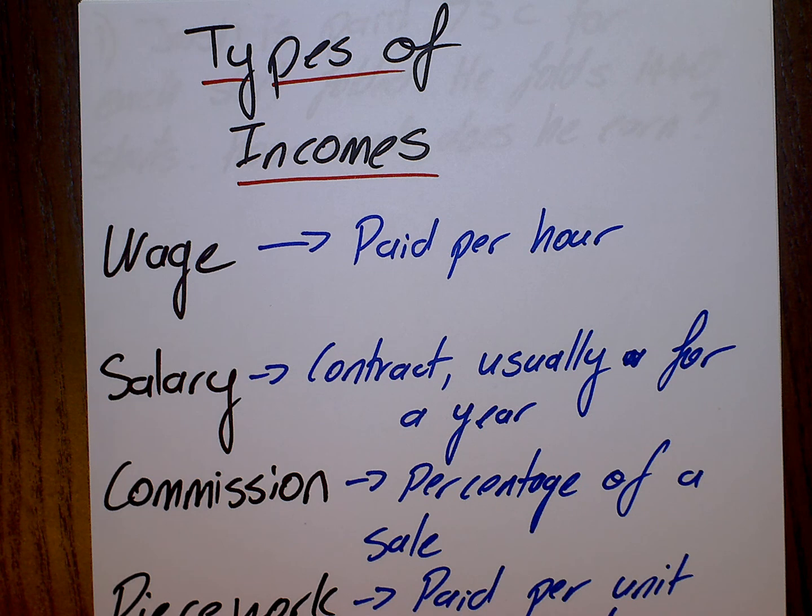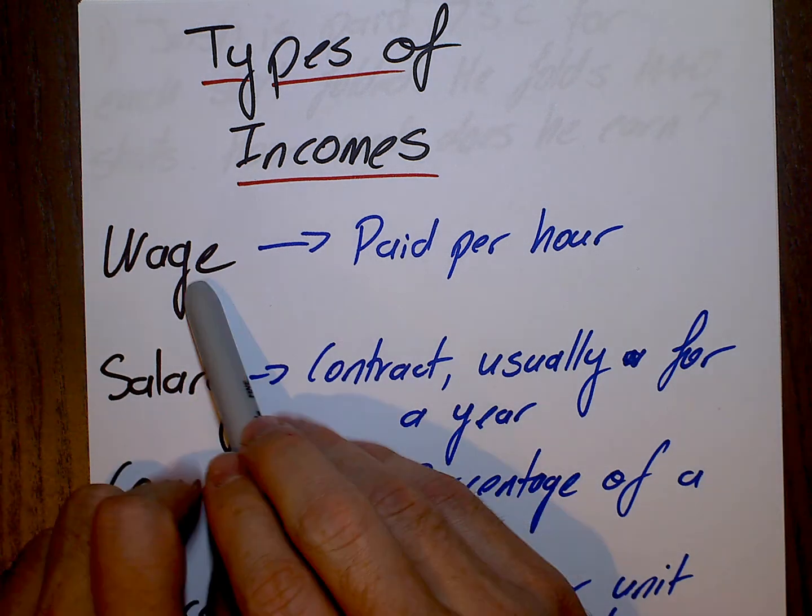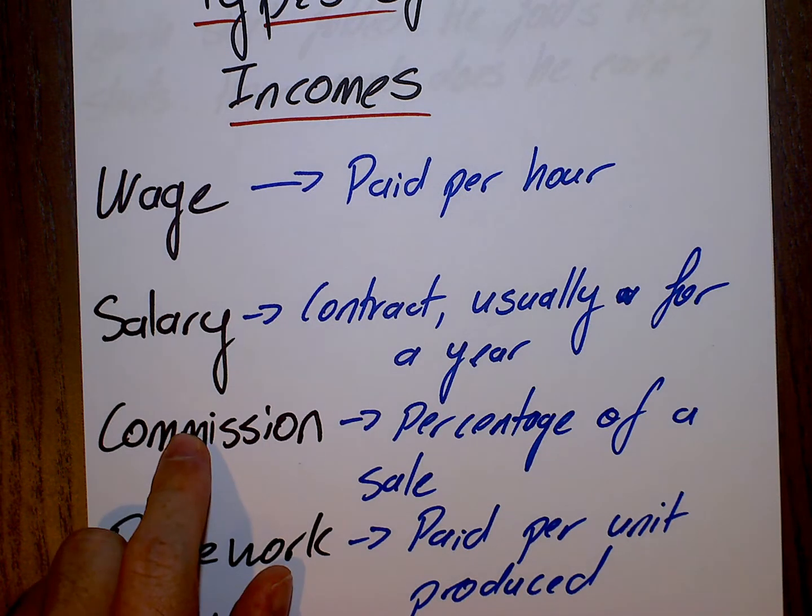Okay, good morning, year 11. What we're going to do today is we're looking at types of incomes. Now, in case you've missed the previous exercise 301, we were doing wages and salaries. So I'm just going to quickly recap what they are.